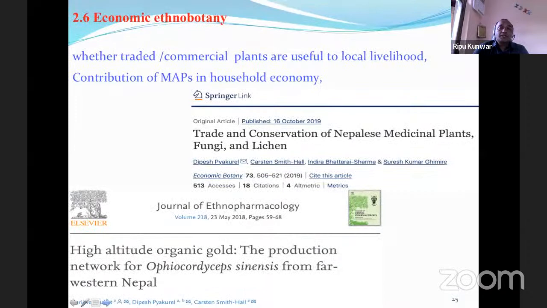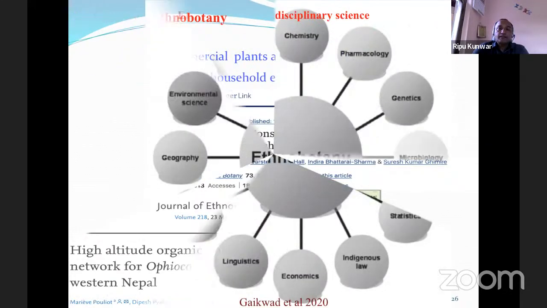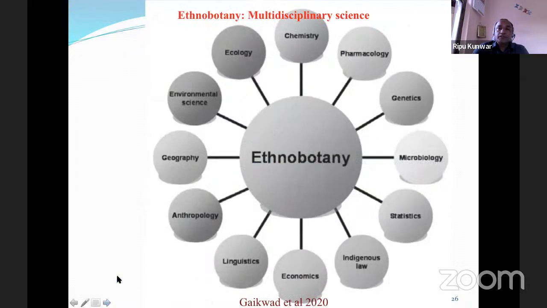The last one is economic ethnobotany. We can analyze how medicinal plants and NTFPs contribute to the household economy, or whether these traded or commercial plants are useful to local livelihoods or not. This kind of study we can carry out in economic ethnobotany. Here, Dr. Pyakurel has done several works on economic ethnobotany. So ethnobotany is a multidisciplinary field. It can accommodate ecology, geography, anthropology, economics, even statistics, pharmacology or genetics.